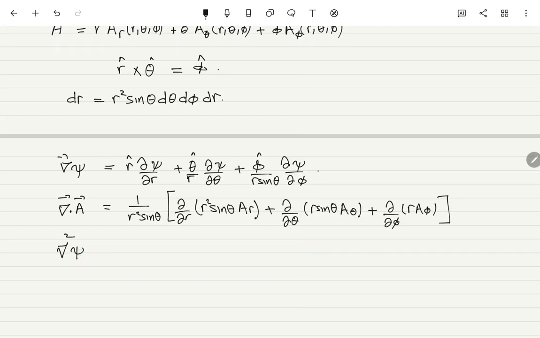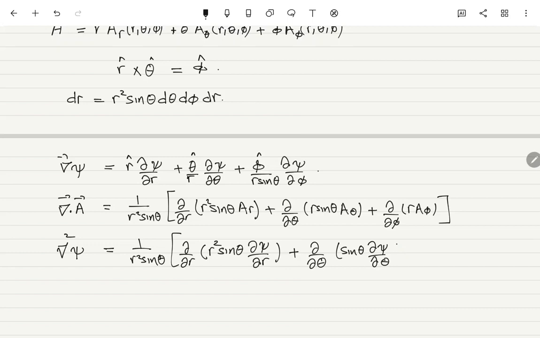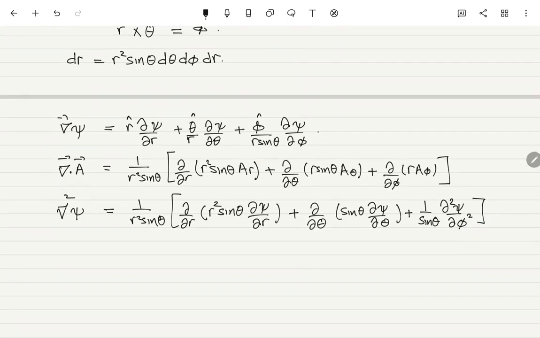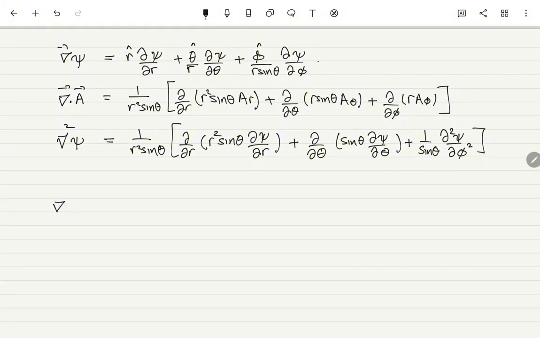Laplacian psi is equal to 1 over r squared sine theta, partial of r squared sine theta partial psi partial r, plus partial theta of sine theta partial psi partial theta, plus 1 over sine theta partial squared psi partial phi squared. And the last quantity is the curl A.